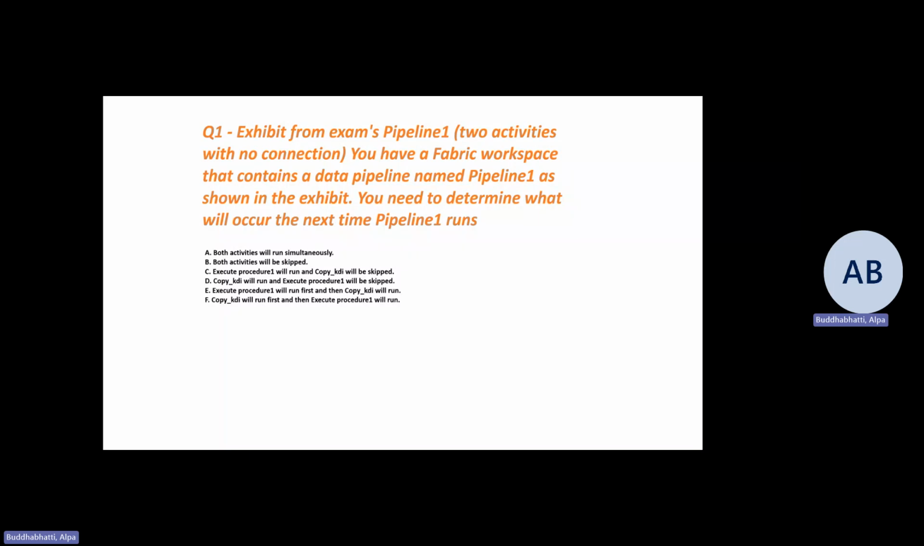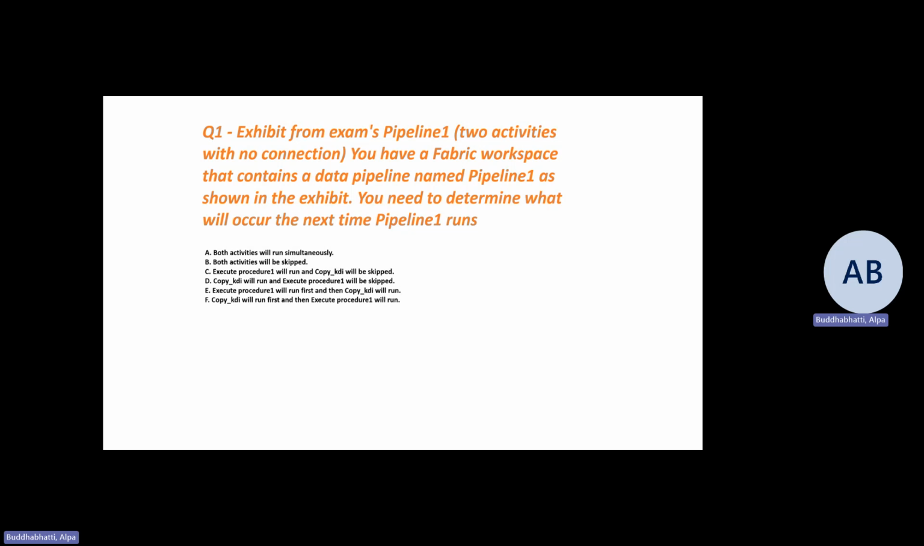We have question 1, which is the first question for the data pipeline section. Here you have two parts: a text as a question, and a diagram as an exhibit. In the exhibit from the exam's pipeline 1, there are two activities.